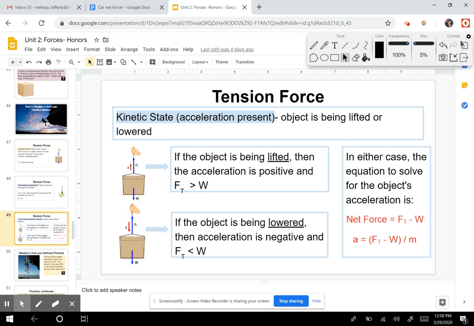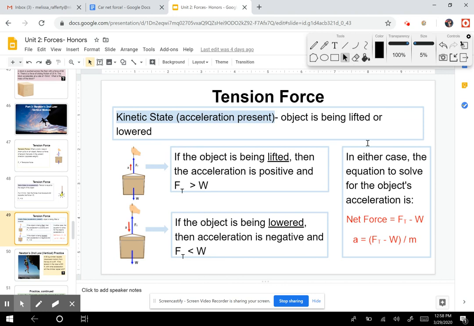A kinetic state is when there is acceleration, so the object is being lifted or lowered. It's being accelerated up or down. So if it's accelerating upward, then tension is the larger force than weight. If it's accelerating downward, weight is the bigger force. So think about whatever force is winning. Whatever force is winning, that's the direction of the acceleration because there's a net force in that direction.